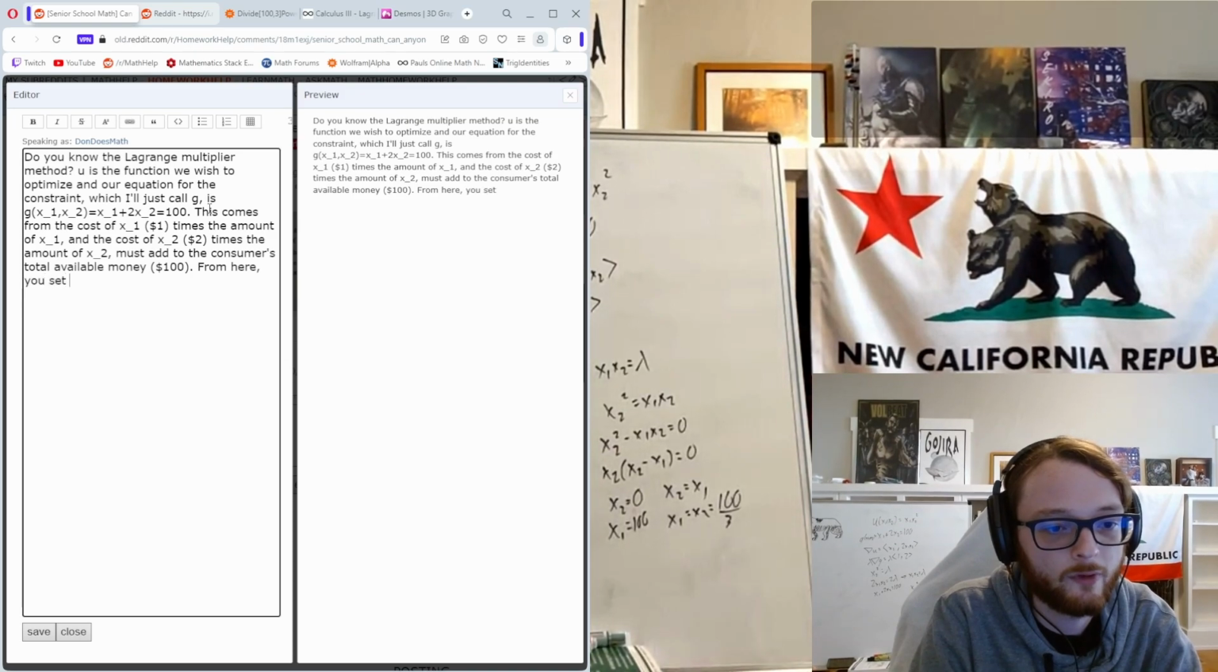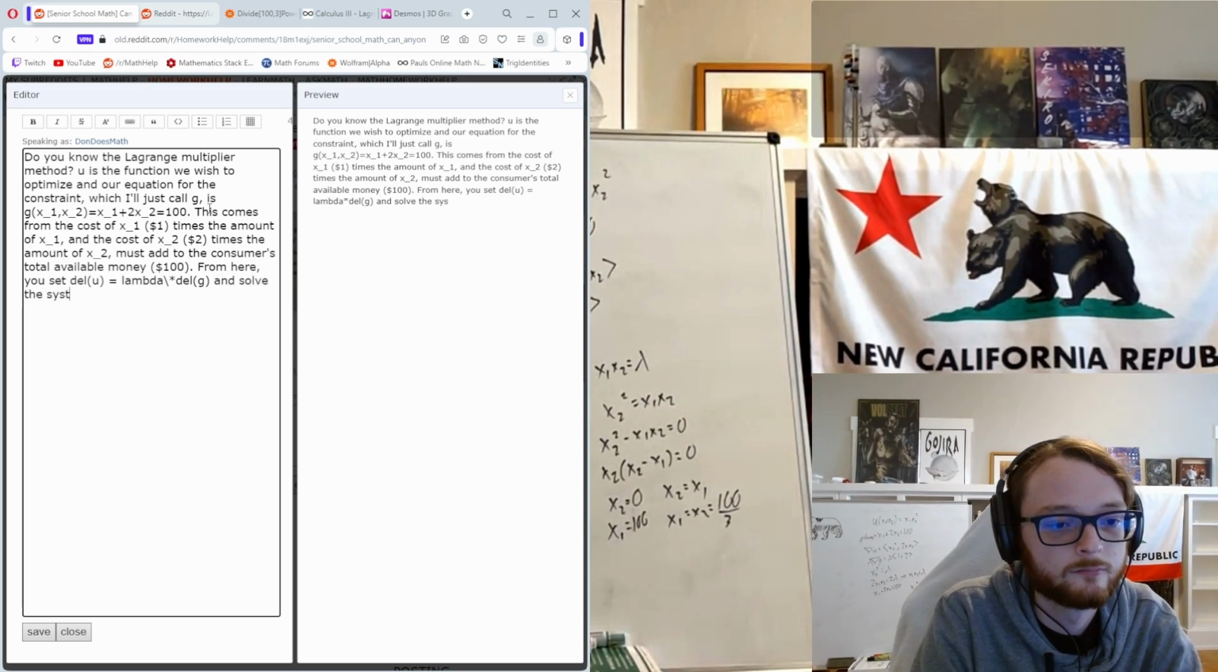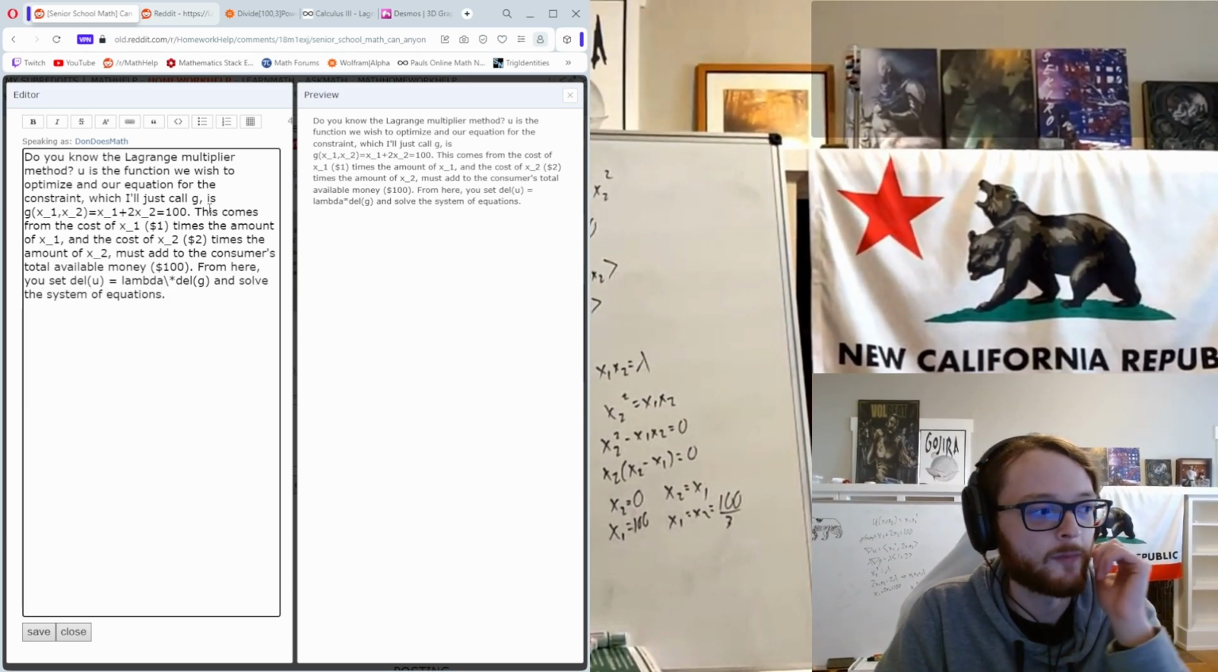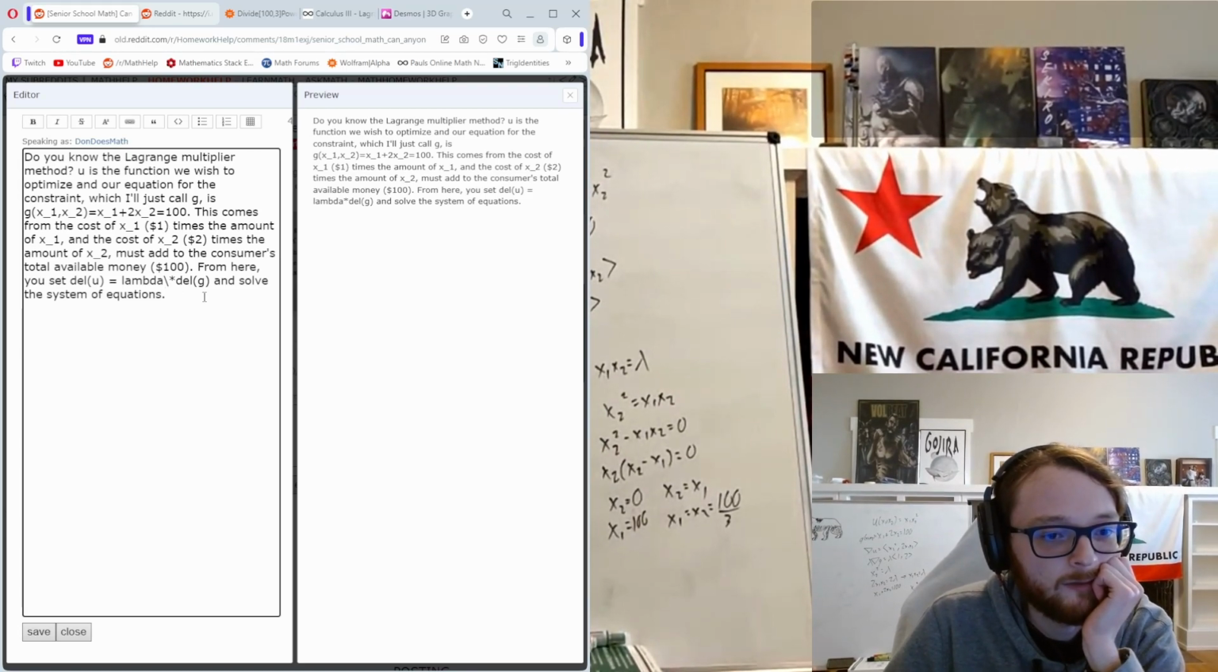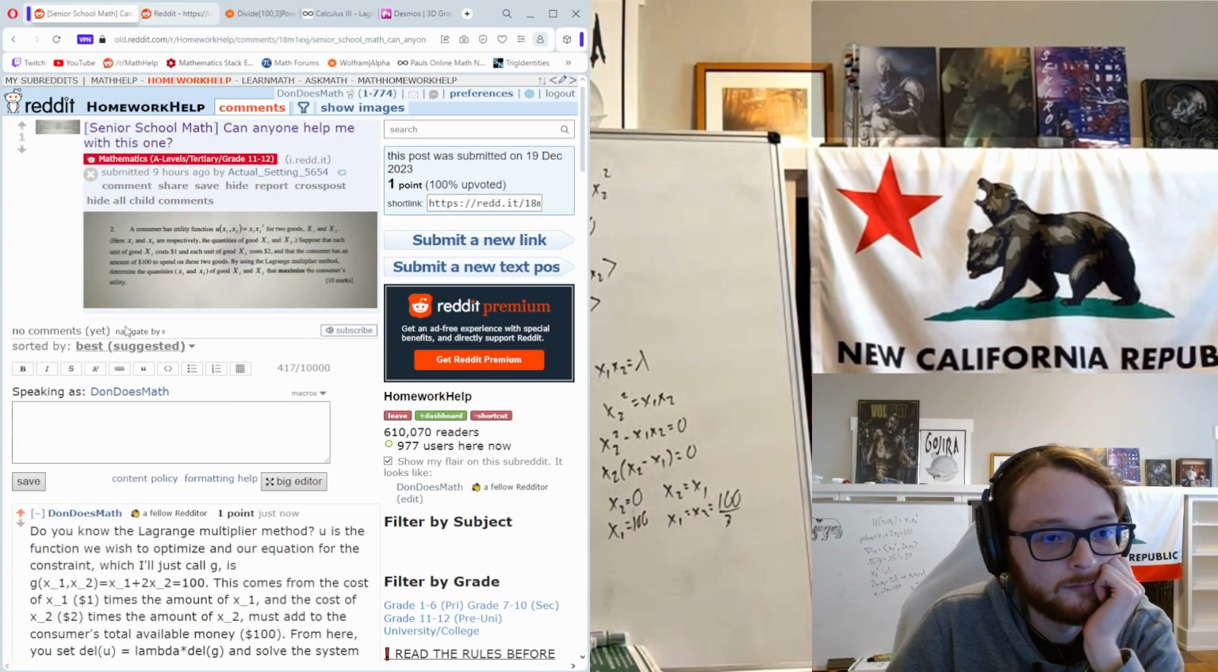From here, you set del u equal to lambda del g equation. I think I'm going to give them that much. If they don't know Lagrange multiplier, then this is kind of all a waste to say, but I assume that if they're doing a problem like this, they have to know Lagrange multiplier. So let's post that. Okay.